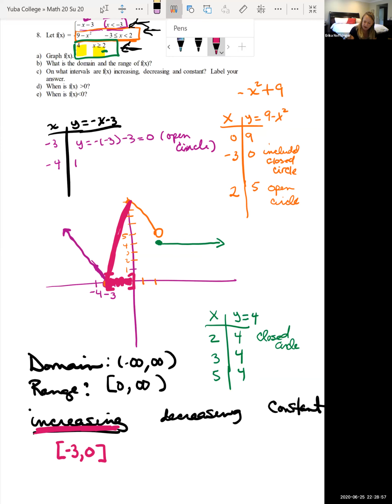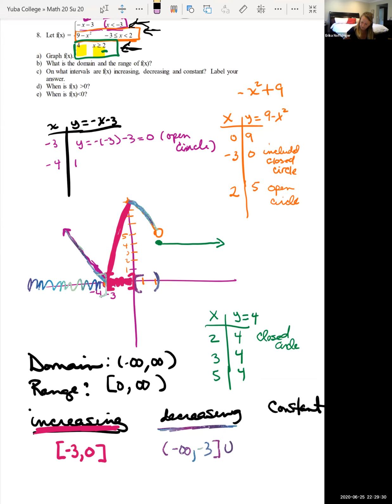Now looking at decreasing, so going down from left to right, well, that would be this piece until I get to -3. So I'm hitting everything to the left: negative infinity to -3, bracket, union, and then we're going down on this little segment. The values of x are 0, and I'm stopping at 2, not including, because it's an open circle there. So I'm going to do bracket 0, comma 2 parentheses.